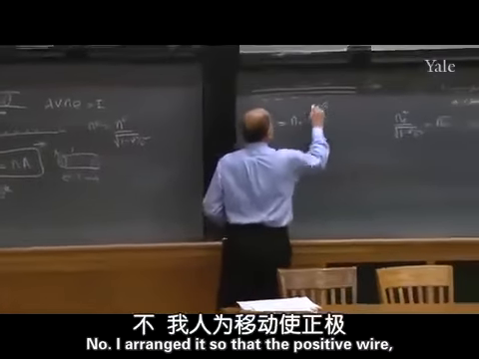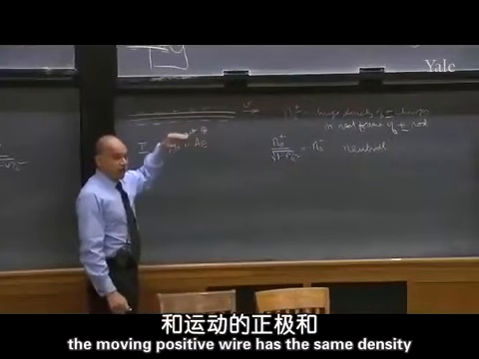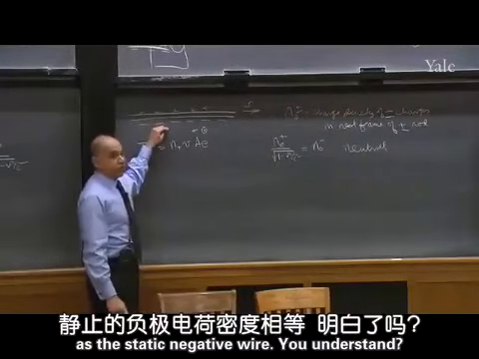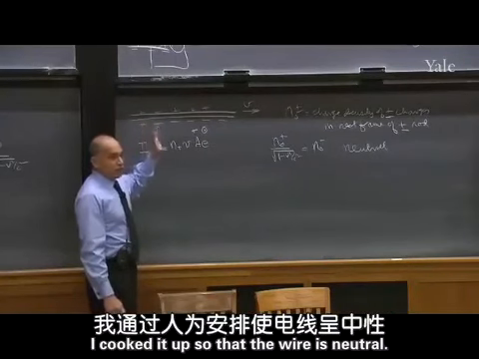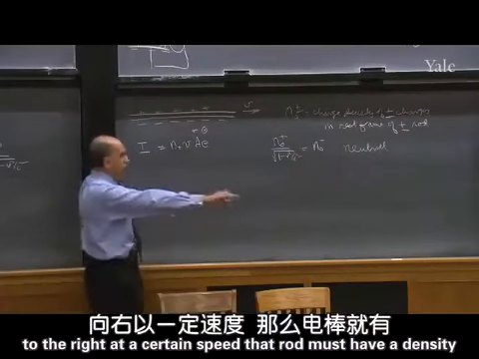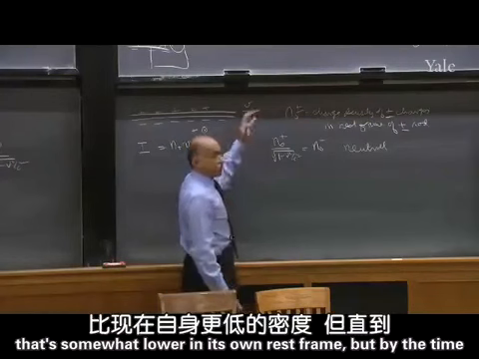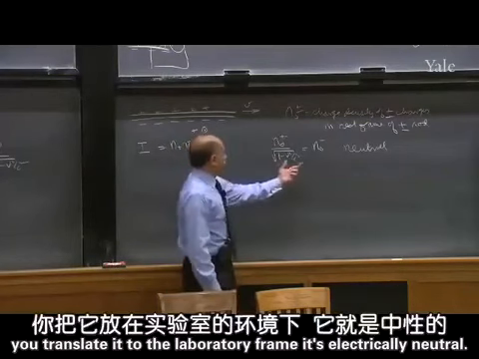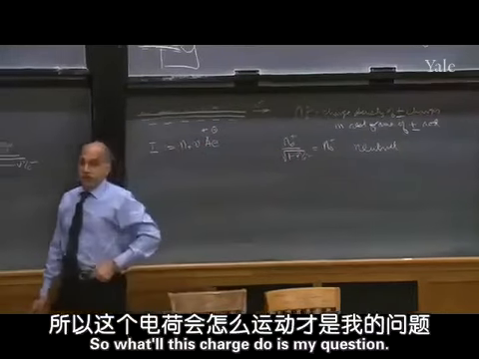No, that's what I said. No. I arranged it so that the moving positive wire has the same density as the static negative wire. You understand? I cooked it up so that the wire is neutral. All I'm telling you is if one set of charges is sliding to the right at a certain speed, that rod must have a density that's somewhat lower in its own rest frame. But by the time you translate it to the laboratory frame, it's electrically neutral. So what will this charge do? That's my question.